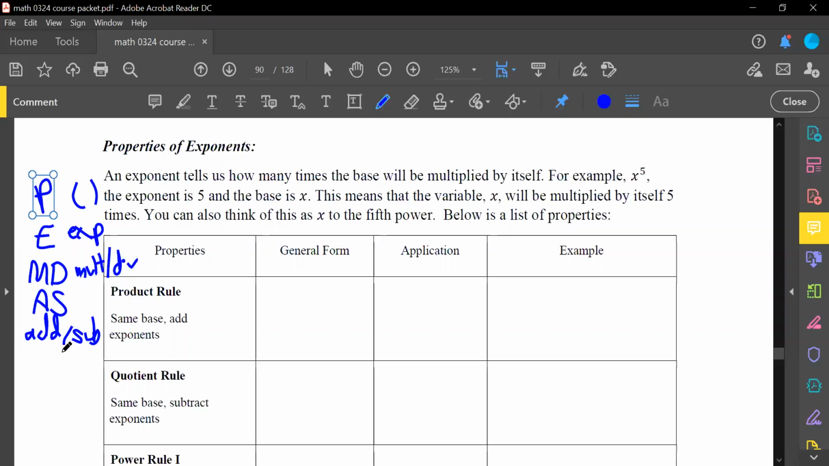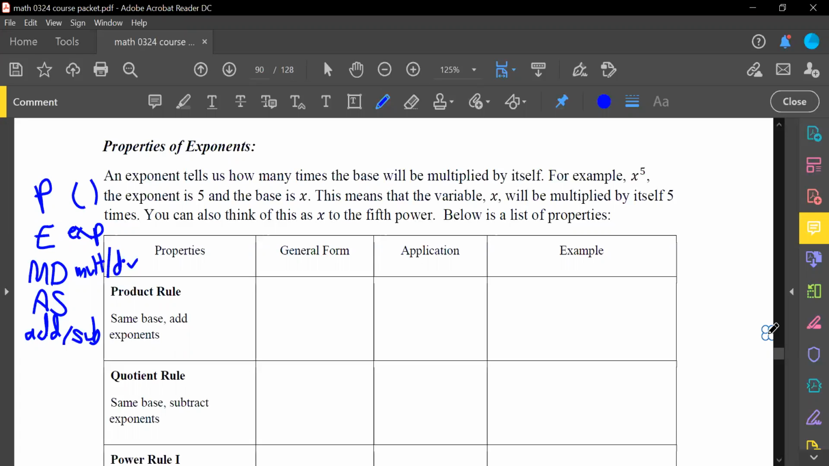Parentheses: if you can simplify something in parentheses, you should do so. Exponents come next, so any exponents should be taken care of. Multiplication and division are on the same level. They're next, and you work those left to right. Addition and subtraction are last, also left to right, okay? So we'll talk about how PEMDAS fits into all this, but we have to know all our exponent rules, so we're going to review them.